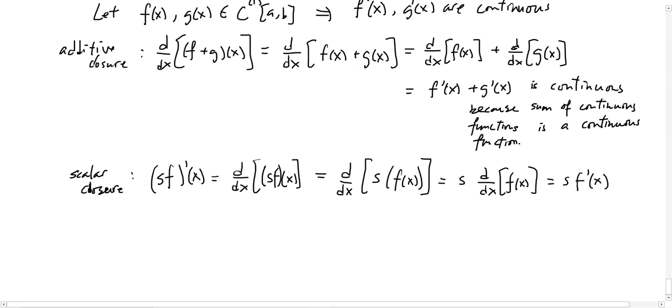Now notice that this expression is not the same as this one. Why not? Don't they have exactly the same thing involved? They have an s, they have an f, they have a prime, then they have a parentheses x. Yes, true. They do have almost everything exactly the same. The difference? This requires us to multiply the function f by s first, then take the derivative. What this statement over here says is I have to take the derivative of f first, then multiply by s. Notice the order of operations is different.